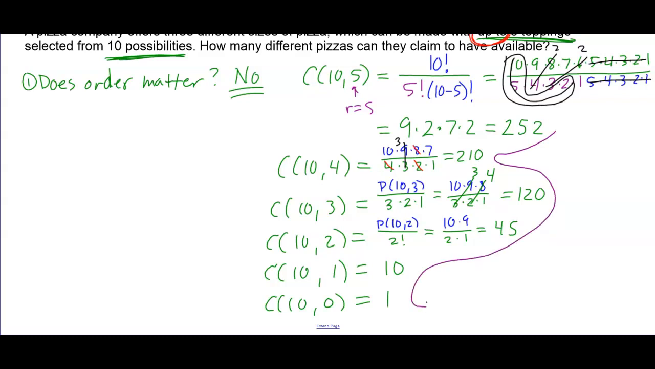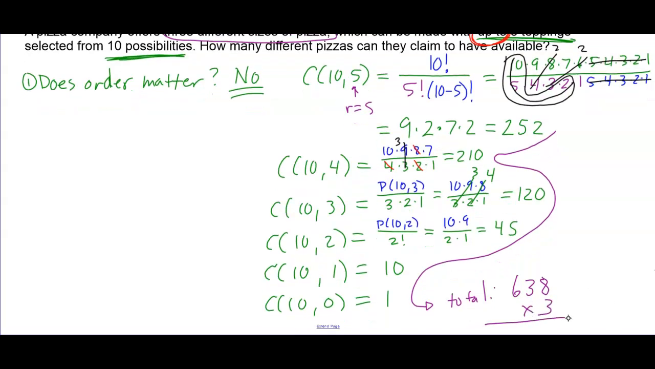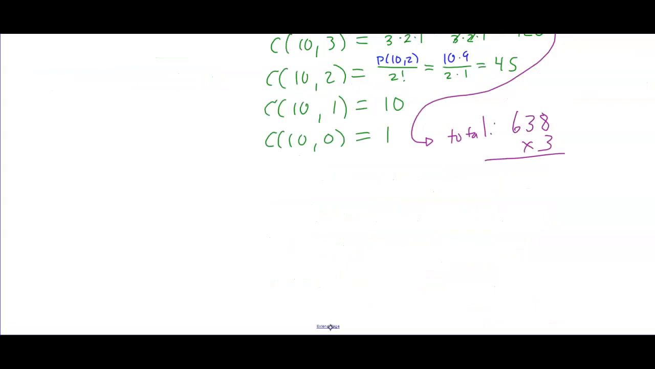Then we add up all of these. So the total number of different pizzas they can make is 252 plus 210 plus 120 plus 45 plus 10 plus 1 is 638 different pizzas. Now, there's a little bit more than that because there are, frankly, 3 different sizes. So there are 638 small pizzas you could make. There are 638 medium pizzas you could make. And there are 638 large pizzas you could make, so you could multiply this by 3.